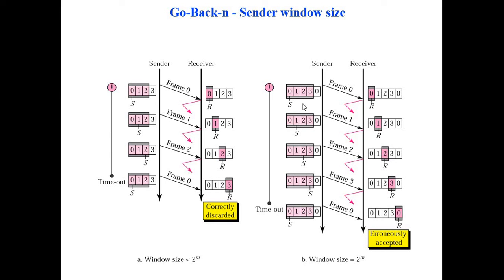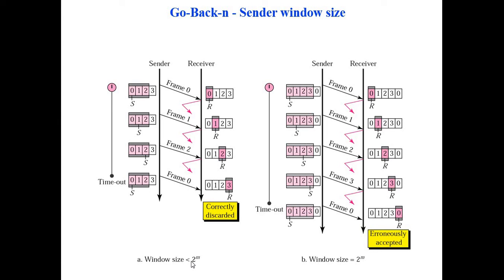Here we can see the window size is equal to 2 power m, 2 power 2, 4. So now frame 0 is transmitted and received, but the acknowledgement is lost. Frame 1 is transmitted, received, but the acknowledgement is lost. Frame 2 is transmitted, received, but the acknowledgement is lost. Again the timeout period has come. So frame 0 is retransmitted but 3 is expected here. So this retransmitted frame 0 is correctly discarded.